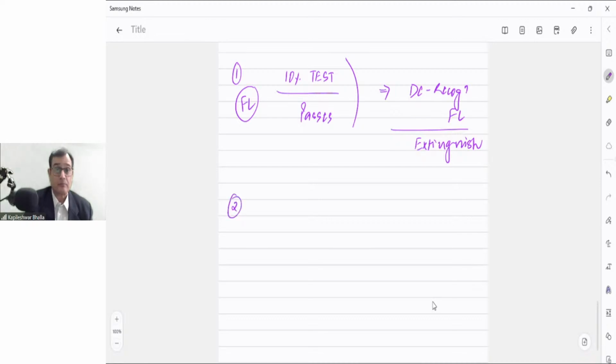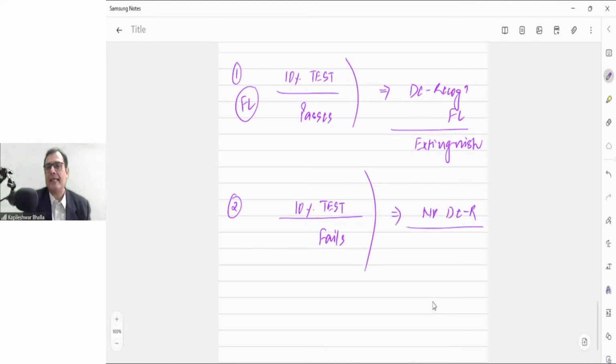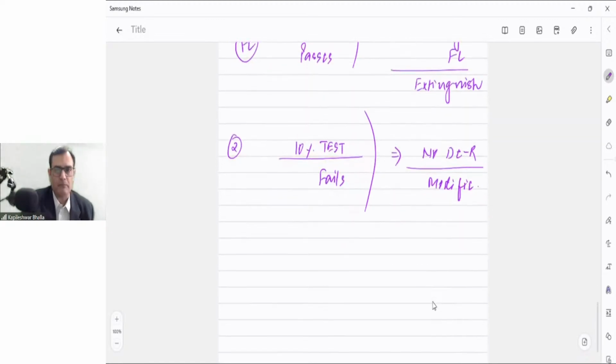Number 2. In case of financial liability, if the 10% test fails, that means the variation is below 10%, then it's a case of no derecognition, and it becomes a case of modification accounting. The financial liability is not supposed to be derecognized and it becomes a case of modification accounting.